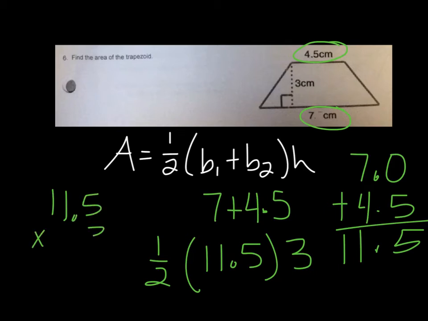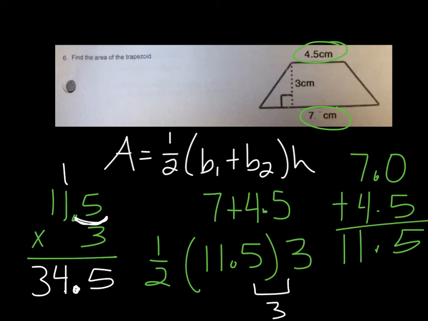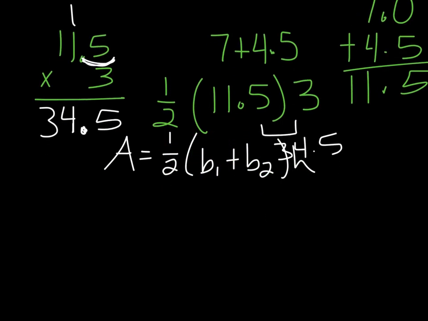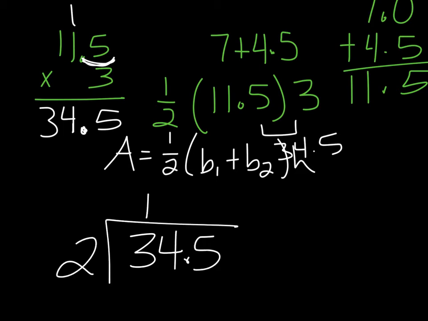11.5 times 3. 5, carry the 1. 3 plus 1. And 3. 1 decimal in the question, 1 decimal in the answer. And then our final step, after we multiply those, would be to divide by 2. So 34.5, running out of space, 34.5 divided by 2. 1 and 2, subtract, bring down 7, it's 14, subtract, running out of room again.